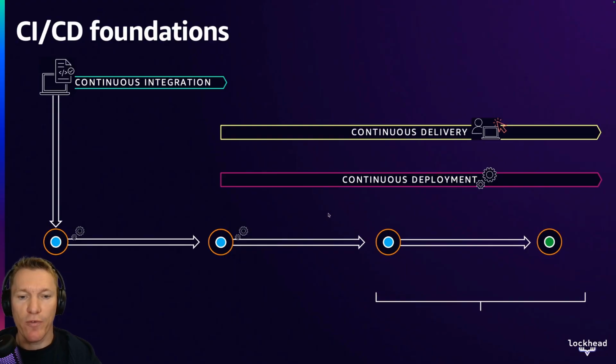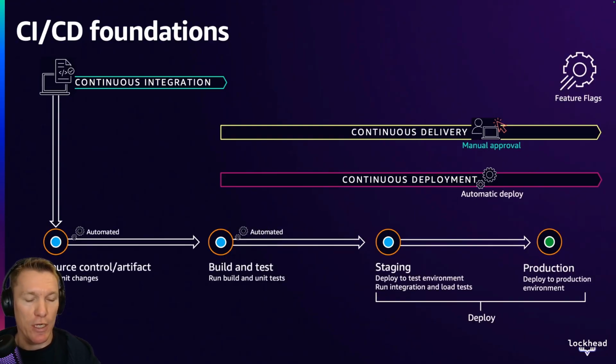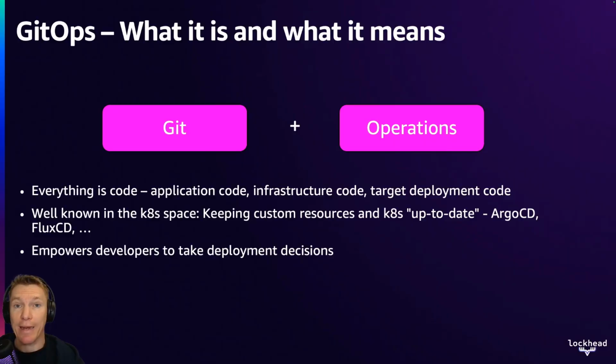Now let's move on to defining what GitOps actually is. The way that I look at GitOps, it's a combination of Git and operations. In this case, this means that everything that you need is code: application, infrastructure, target deployment code. Everything is written in code, and you don't have any manual steps or manual deployments. This is a well-known technique in the Kubernetes space, where you use GitOps to update your Kubernetes API status as well. For me, this also means that it empowers developers to take actual deployment decisions. And I think this is a key point of GitOps and what it actually means.